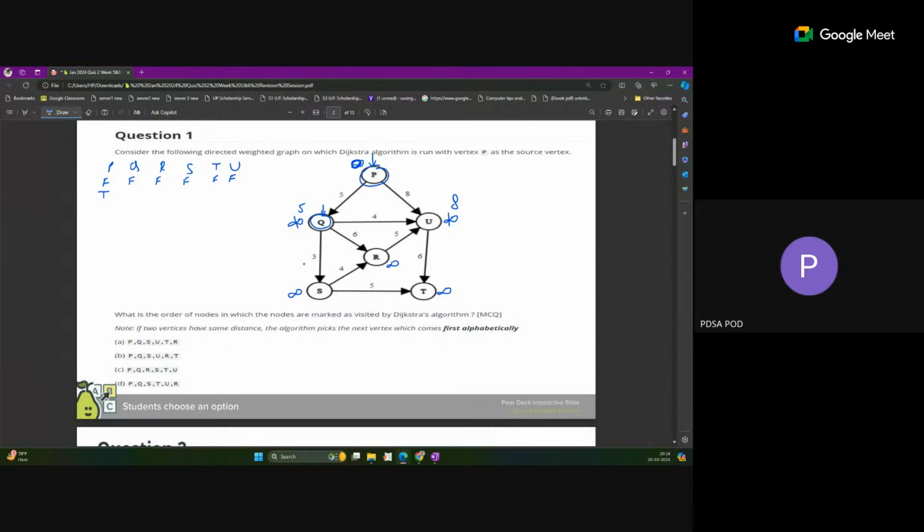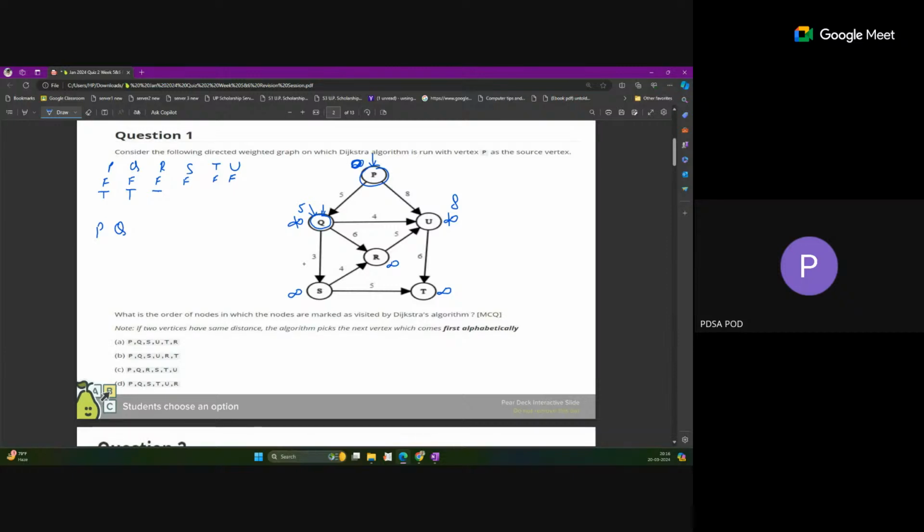Now for the second step, I'm writing here: after P, next Q will be visited. Q will be marked 2 here. When we are visiting Q, we check from here. Q to U, because U is still not visited; we always check the vertices which are not visited. From P to Q is 5, then Q to U is 5 plus 4. We will always consider the distance from the source.